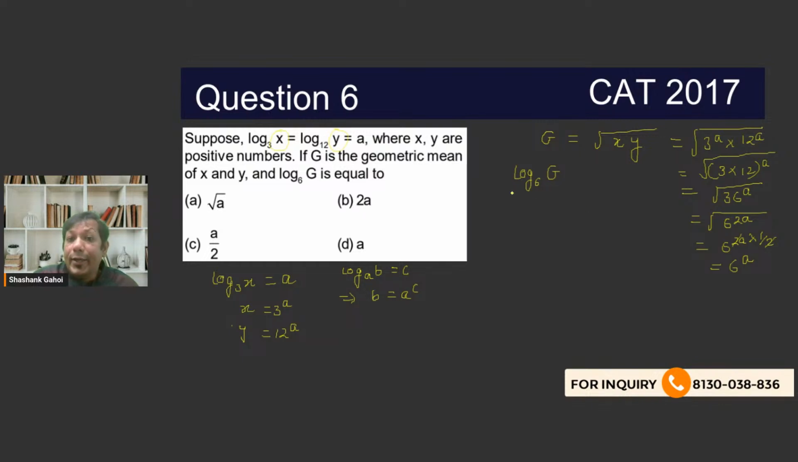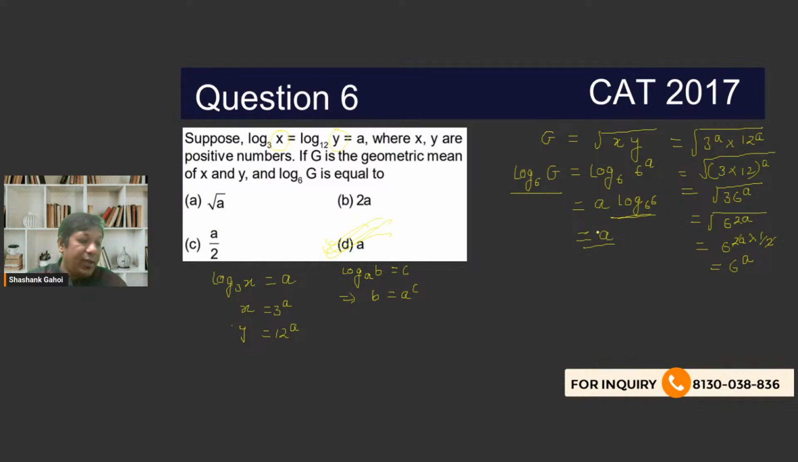Now I need to figure this out, so I'm simply going to plug in the value. So log base 6 g, where g is 6 power a, the a is going to come in the front. So a log 6 base 6, and that's equal to 1. So it is equal to a only. So my answer to this question is going to be option D, that is equal to a.